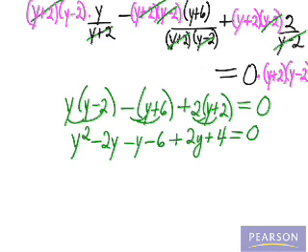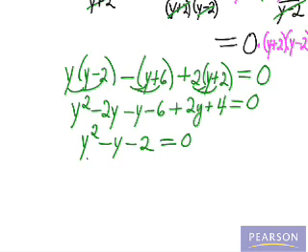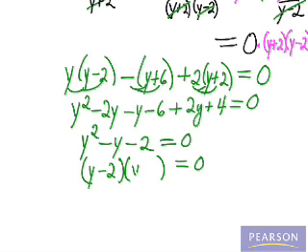Combining like terms, we get y squared; minus 2y minus y is minus 3y, plus 2y is minus y. Negative 6 plus 4 is negative 2, equals 0. We now have a quadratic equation in standard form, so we proceed to factor. This gives us y minus 2 times y plus 1 equals 0.